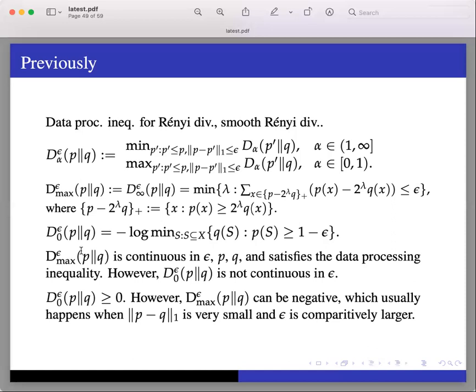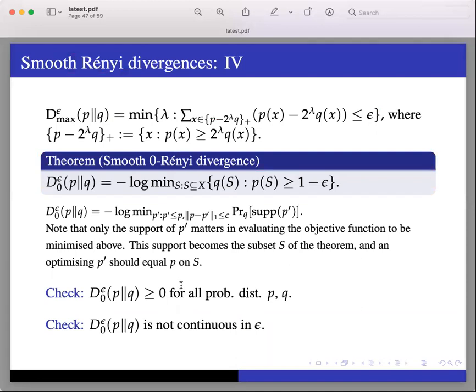And we also argued that D epsilon max is continuous in the parameters epsilon, P, and Q, and satisfies the data processing inequality. But the last thing that we saw is that D epsilon 0 is not continuous in epsilon. So that was this slide where we had stopped.